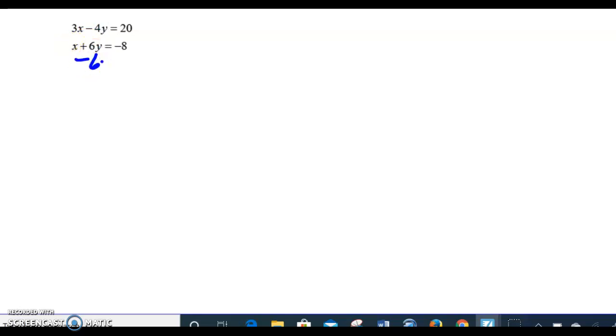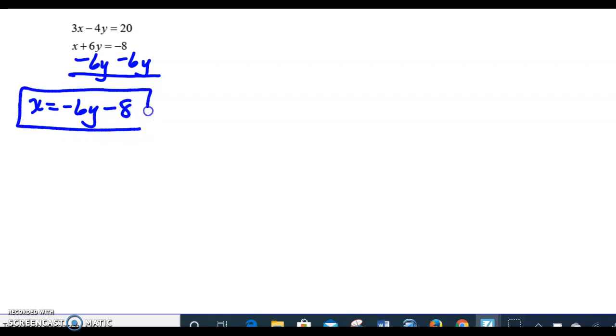So I'm going to subtract 6y, not 6x, from both sides, and I get x is equal to negative 6y minus 8. Going to put a box around that, and we'll use these two things since they are equivalent. We're going to use them in our substitution situation.